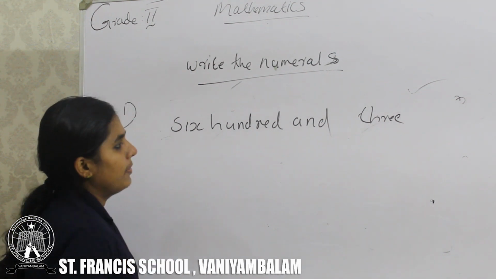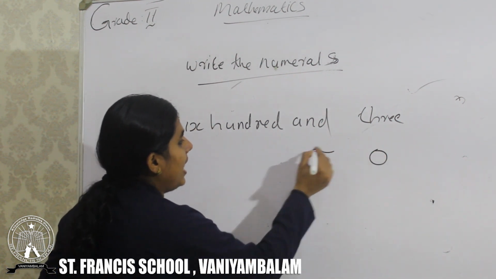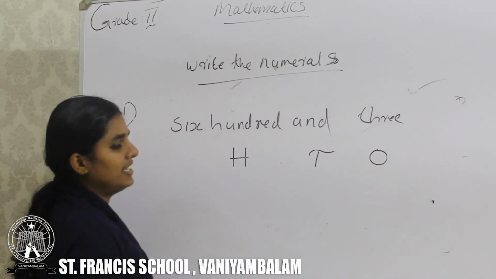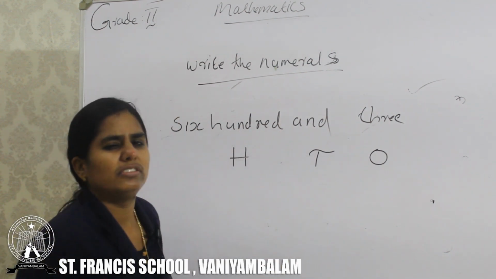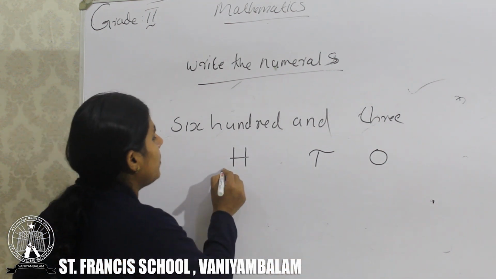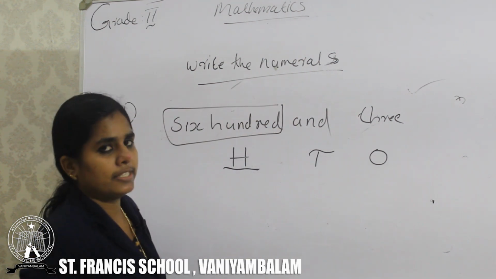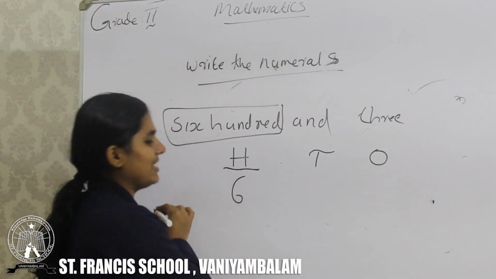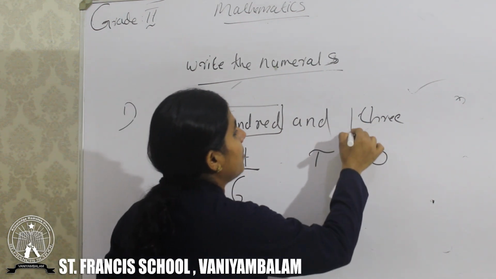Listen here. First what we want to do? Place value chart. Ones, tens and hundreds. Children, once again, our number name is 603. Here we have the hundreds place. How many hundreds here? 6. Then below this hundreds we want to write the number 6. That is 600.